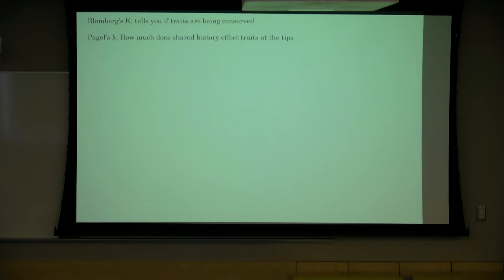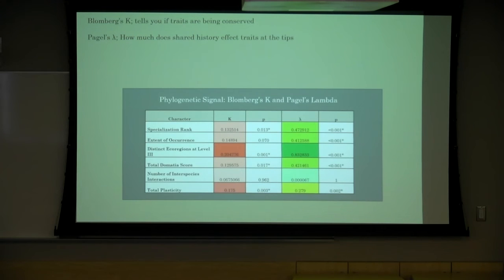But in a nutshell, they are telling you how strongly the shared history of species is affecting the value of their specialization at the tips. And what we found with the K in red and lambda in green here is that for both tests of phylogenetic signal, the signal is weak to moderate at best.